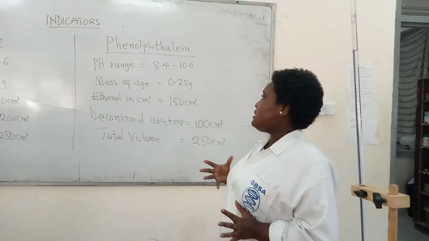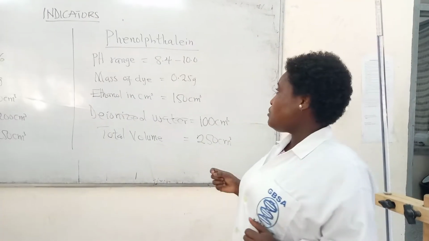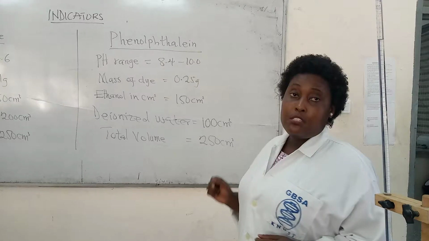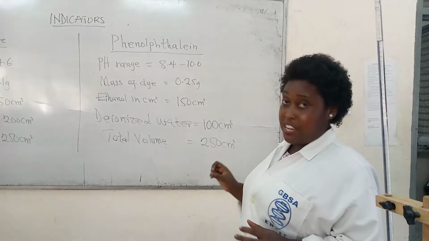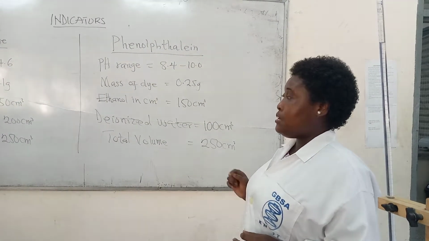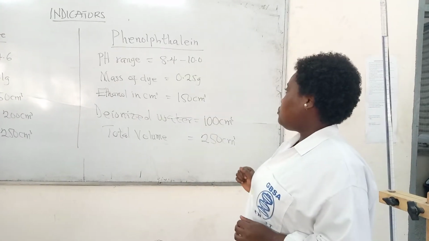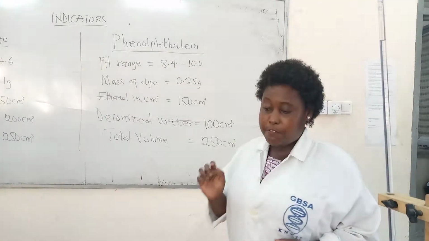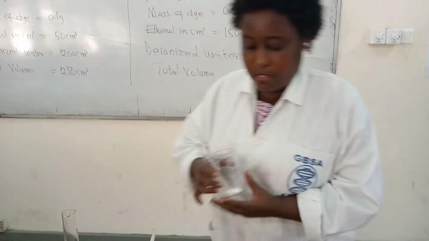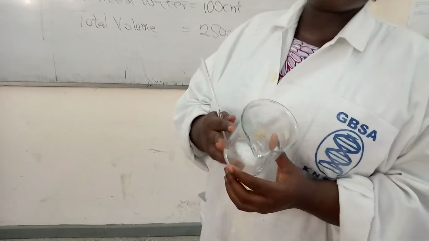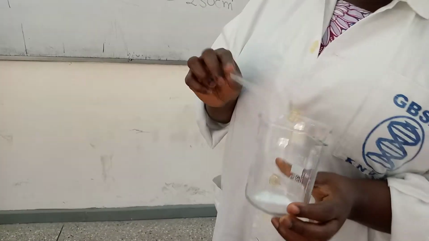Whatever indicator I prepare, it has to have a pH range of 8.4 to 10.0. The range is supposed to be 8.4 to 10.0. Now, the mass of the phenolphthalein should be 0.25 grams. I've already weighed it, so what is in the beaker is 0.25 grams of the phenolphthalein.